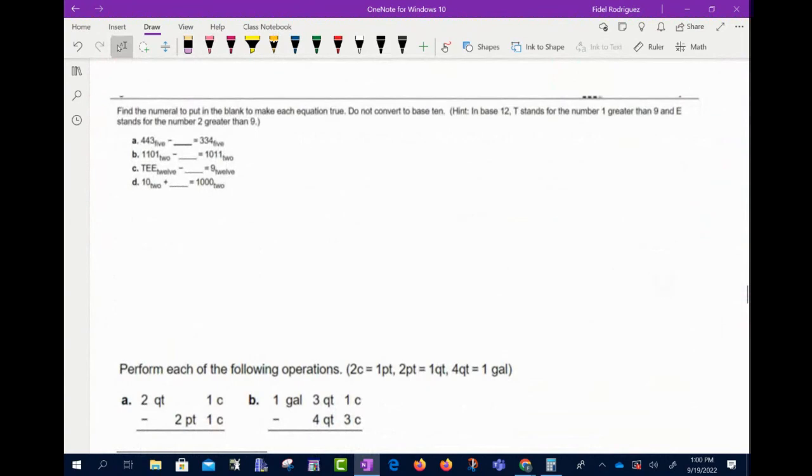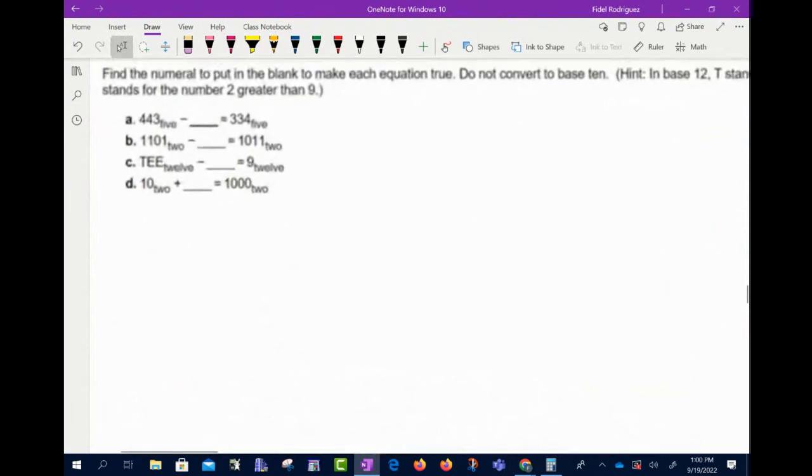Okay, so we got a couple more problems to do here. Let's go ahead and finish these up. And it says, find the numeral to put in the blank to make each equation true. It says, don't convert it to base 10. And then it gives us a hint for base 12. So we'll figure out the base 12 one in a little bit.